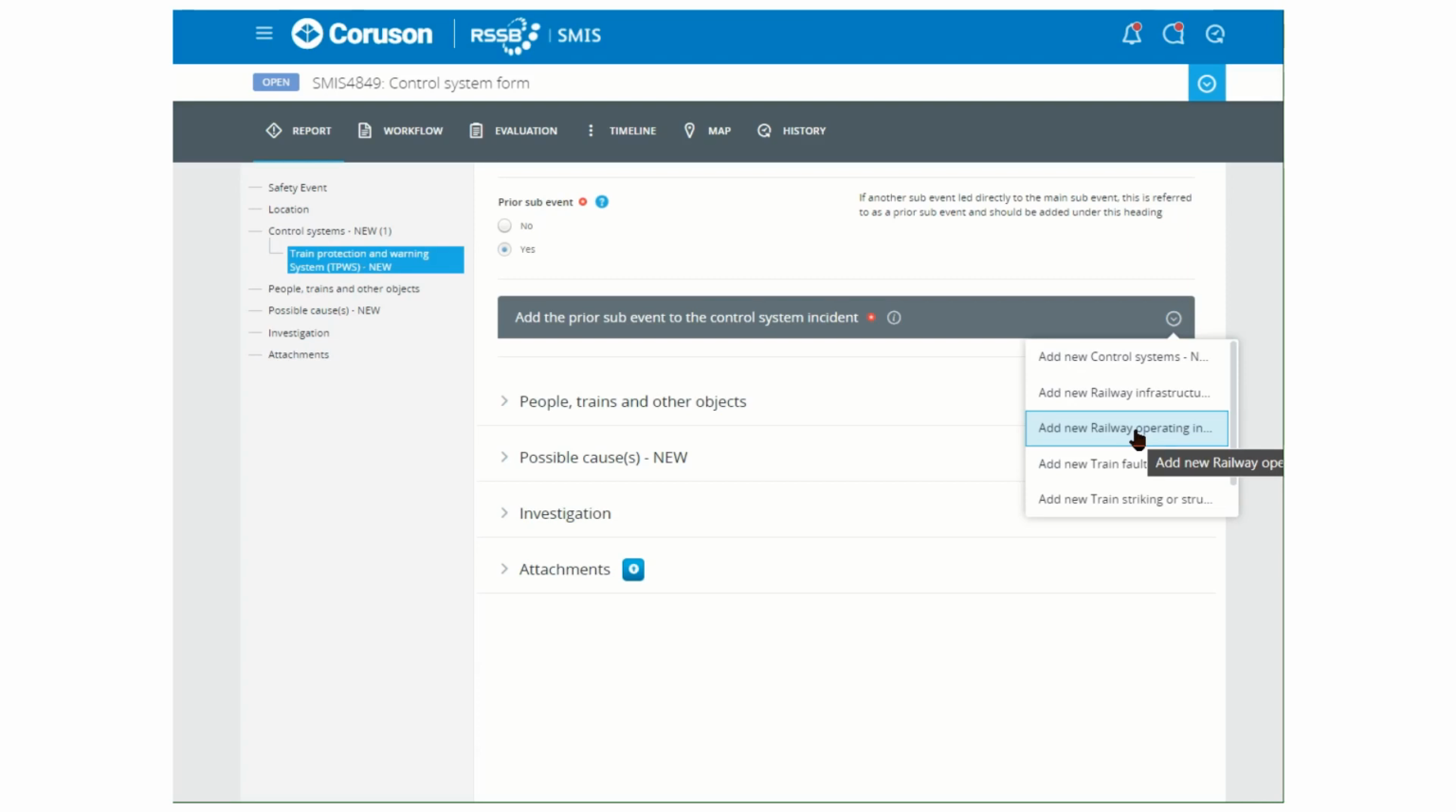So that would be something like a train driver speeding and then receiving a brake demand as a result of that. Then you can also add a train fault as a prior event. So that's say if the train fault was the cause of the brake application. And then we have finally train striking or being struck by an animal, object or road vehicle. That's say if the train receives a brake application due to striking a dead animal on the track. So they're the prior sub-events that you can add to the control system.